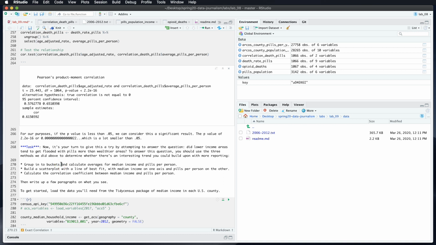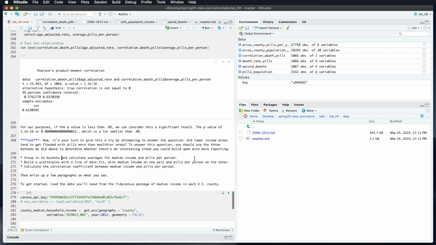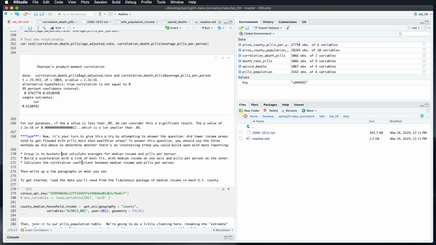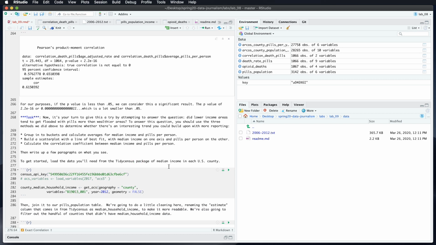So the first is you're going to group it into buckets, like we did above, and calculate the average of median income, and I'll show you where you're going to get that in a second, and pills per person. You're going to build a scatter plot with a line of best fit with median income on one axis and pills per person on the other. And lastly, you're going to calculate the correlation coefficient between median income and pills per person. Then you're going to write up a few paragraphs on what you see. Is there a story there? What did you find? So to get started, we're going to load the data we need from the Tidy Census package, and we're going to pull down a table with median income for each county.